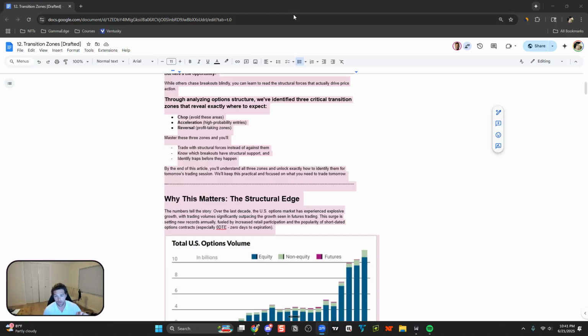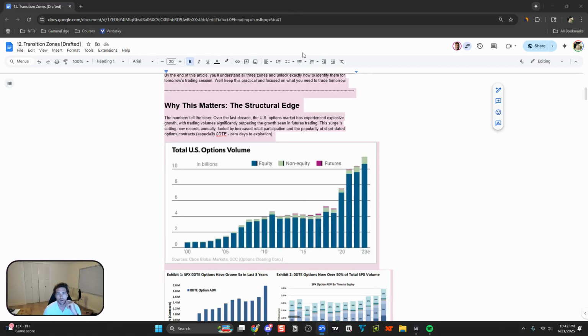Yes, ideally, after you read this, you will be able to implement this information into your trading over the next trading session. We're going to keep it practical. We're going to get technical where needed, but we're going to keep this information actionable for you. So let's get into why this matters real quick.